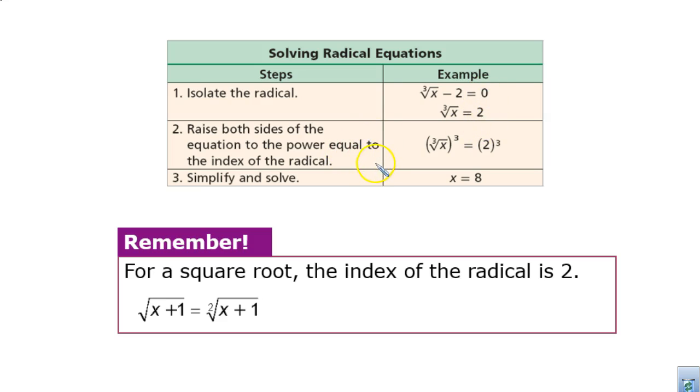The second step, after we isolate the radical using the rules of algebra, is to raise both sides to the power of the index. The index is the little number that's inside the radical. Remember that for square roots, the root index is not listed. It's understood to be a 2. So whenever you see a square root without a number there, you know it's going to be a 2. In this case, we have a cubed root of x. We're going to raise both sides to the third power to undo that cubed root of x, and 2 to the third power is 8.